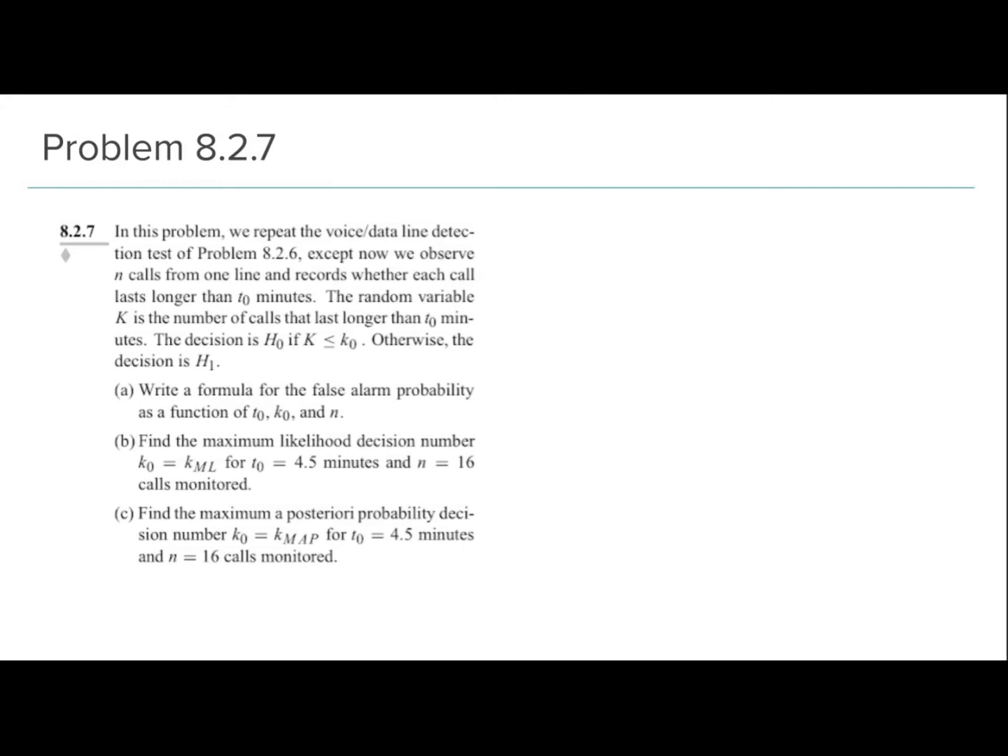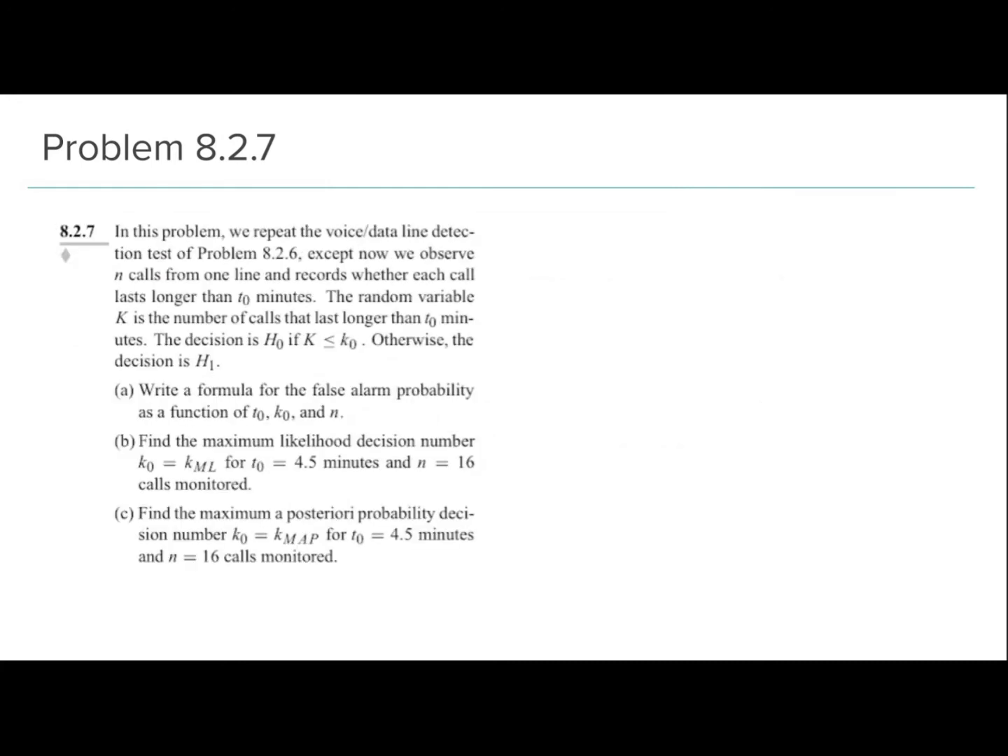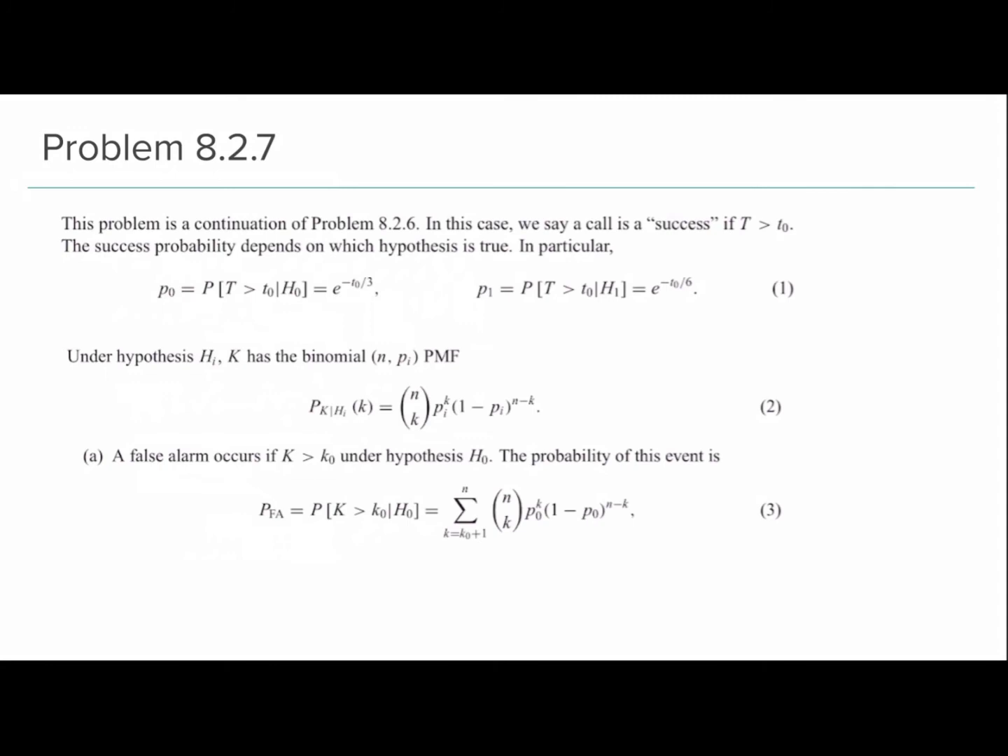Right, so I guess we have everything we need, and to find all of these, the false alarm probability, the ML decision, and the MAP decision, we first have to figure out what the distribution of K would look like, right? And let's figure that out first. So K is basically the number of calls that last longer than t naught minutes, and we have to find the distribution of K conditioned on each of the hypotheses.